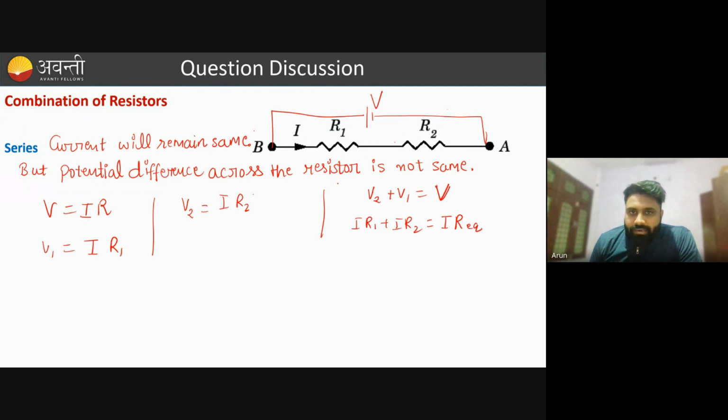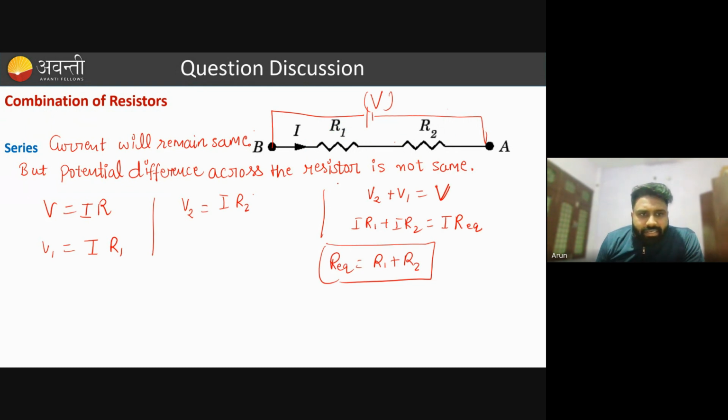If I calculate the equivalent resistance, this would be the potential difference across that equivalent resistance, and the current flowing through it will be I. So it is I R equivalent. From that equation, you can say that R equivalent in this case is R1 plus R2. So this is the equivalent resistance in series. You simply take the resistors and add them, and you will get the equivalent resistance.